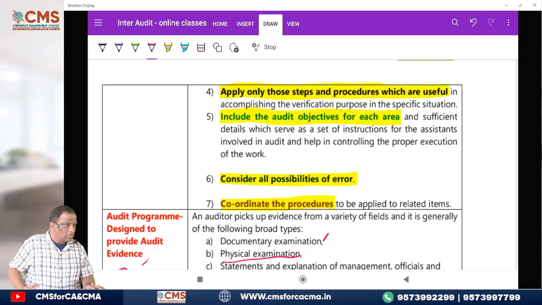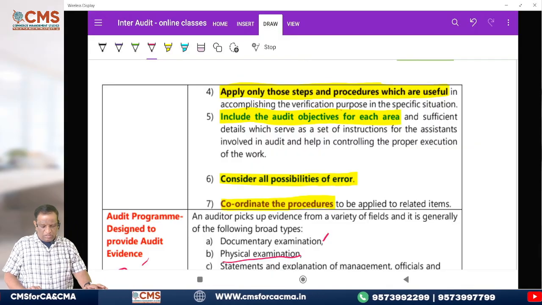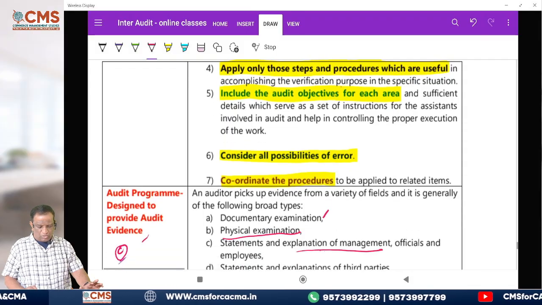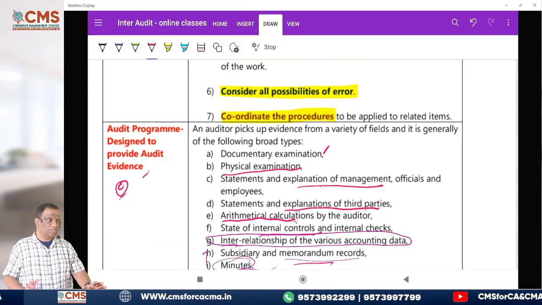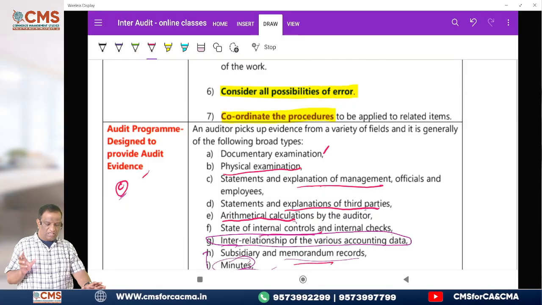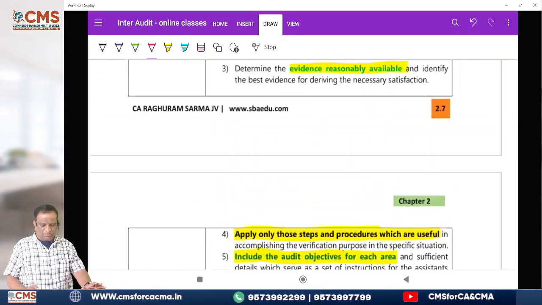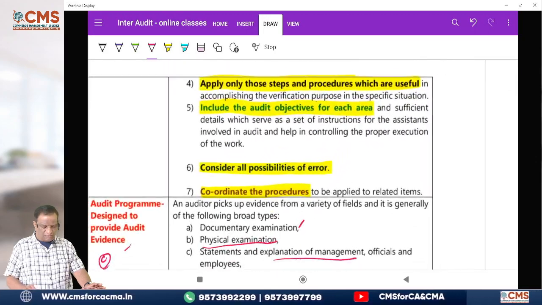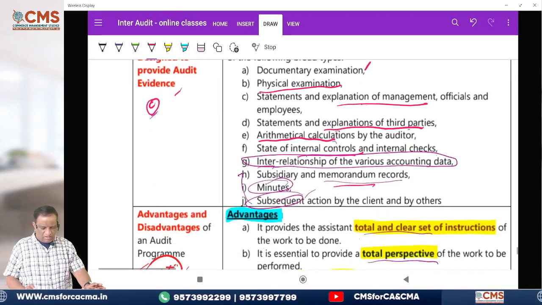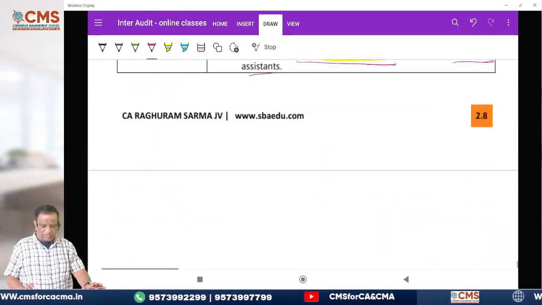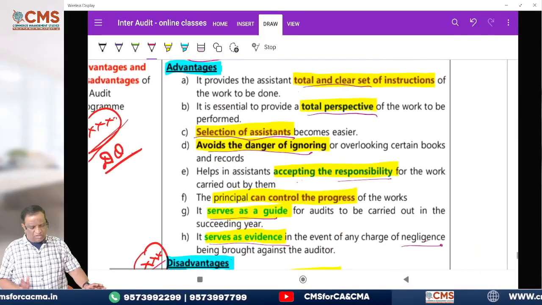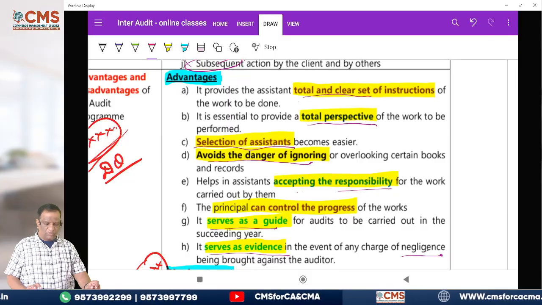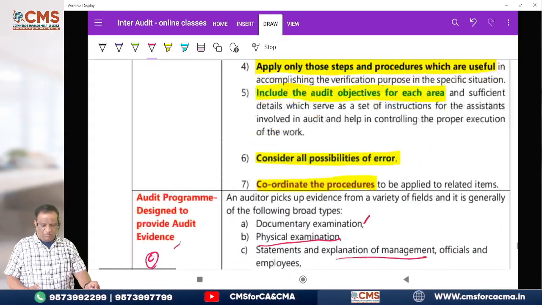And consider all possibilities of error. Whenever you are preparing this audit program, the checklist, make sure that you have included all the probabilities of where it can go wrong, and coordinate the procedures wherever multiple teams are working. It is a lengthy, point-based question, but it is a simple 4 or 5 marks question. And then the advantages and disadvantages of this audit program is also a very old descriptive question. Nowadays he is not asking much on it.